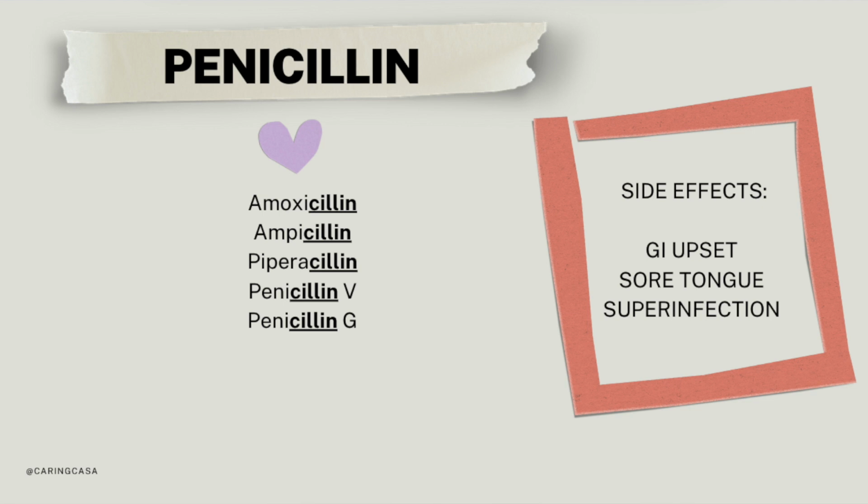A common use for penicillin is treatment of streptococcal pharyngitis, also known as strep throat. It can also treat sinus and ear infections, pneumonia, bacterial infections, or H. pylori infection. Some common side effects can cause GI upset like nausea, vomiting, diarrhea, and a sore tongue. So educate your patient to complete the full course of the prescribed medication because it can cause a superinfection.